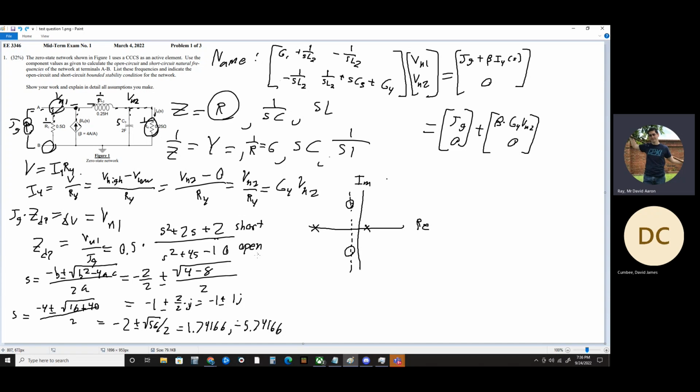Because of that, that means for open circuit stability, open circuit, because open circuit corresponds to the poles and short circuit corresponds to the zeros. So open circuit is unstable. Short circuit is stable.